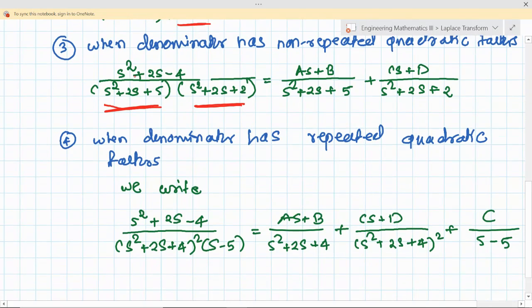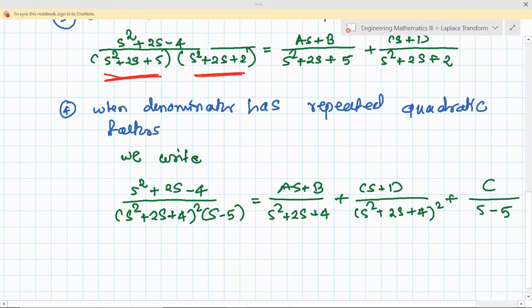See here, degree of numerator is 2, degree of denominator is 4. Everywhere the condition is satisfied, degree of numerator is less than degree of denominator. So when the denominator has repeated quadratic factors, then what?